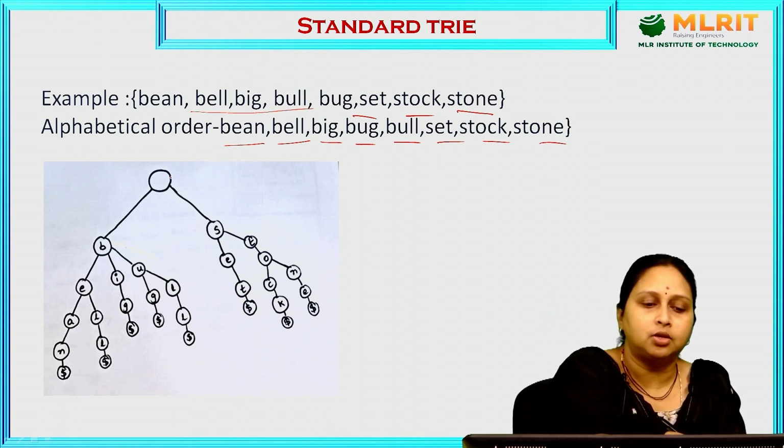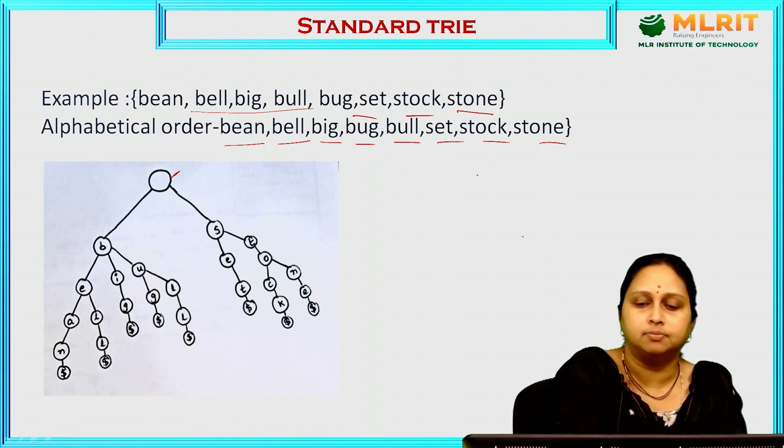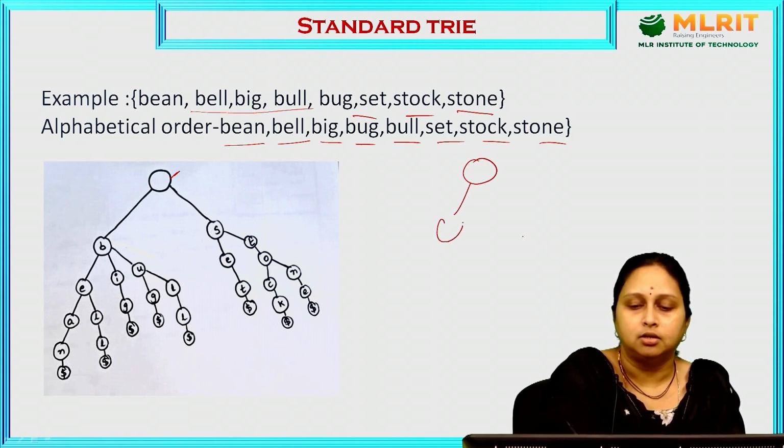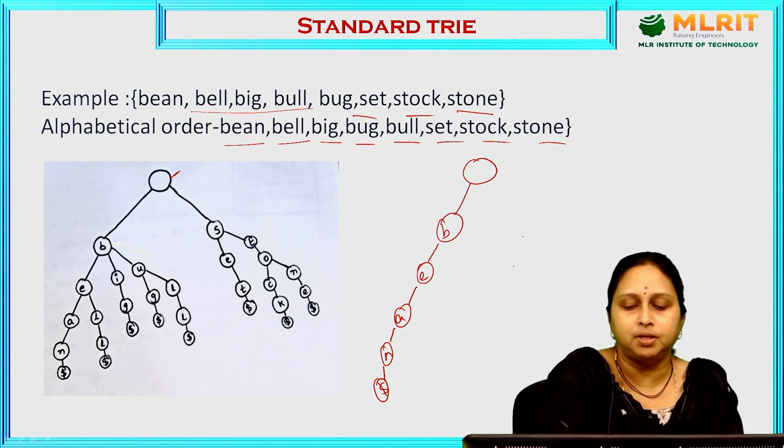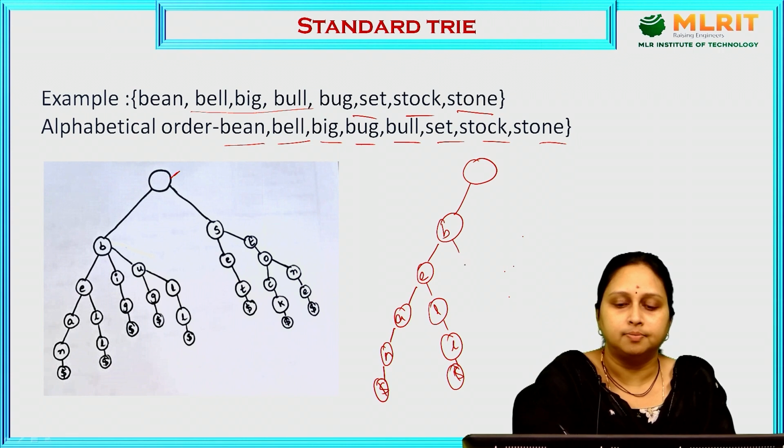First, the root node will be the null value. Then first you start representing bean. I am going to construct here BEAN, bean, and it should end with $. Next you have bell, BE already present. We are going to represent LL, right? And it should end with $. And how I have represented here, in the same way, you can check it. And big, right? Big. Next it should end with $.